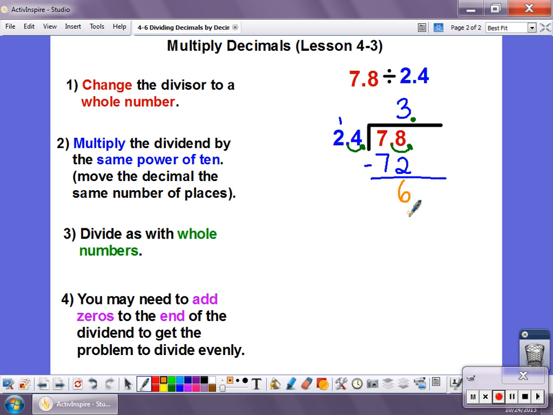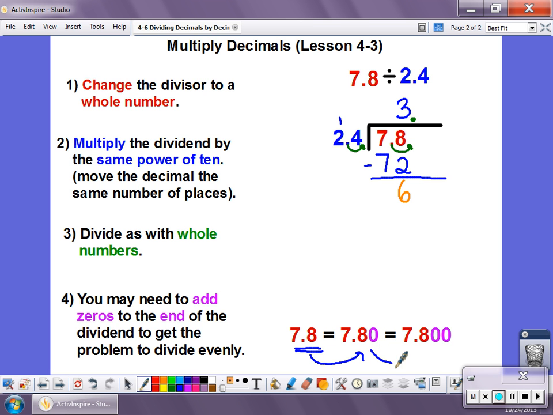Now before we would have just put remainder 6, but when we have decimals, we don't do remainders. What I need to do is figure out how I can keep dividing without changing this number at all. And here's what I want to show you. If you look at this last step, it says you may need to add zeros to the end of the dividend to get the problem to divide evenly. If you look at this problem, here I have 7 8/10. 7 8/10 is equivalent to 7 80/100. I can add a 0 to the end here, and it doesn't change my place value at all.